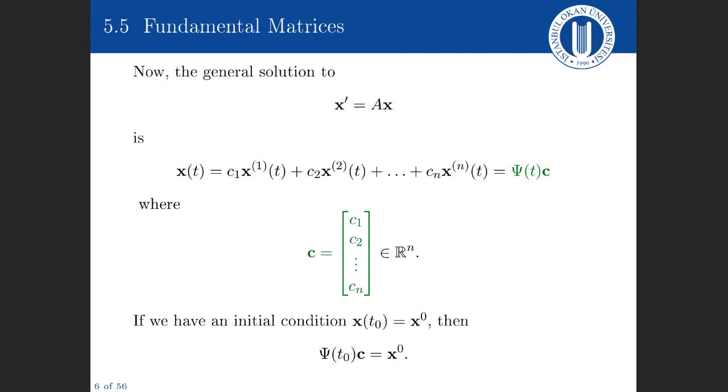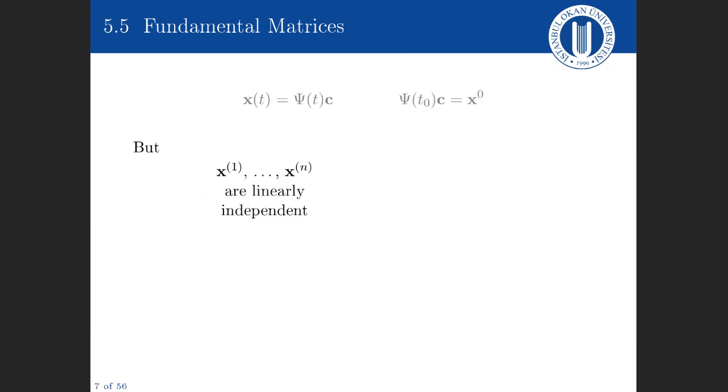If we have an initial condition, let's say we know that x at time t0 is equal to x0. Put t0 here, put x0 over here, and we have the fundamental matrix calculated at time t0 multiplied by the constant c is equal to the initial condition x0. Put these two equations at the top. The general solution is x is equal to the fundamental matrix multiplied by a constant, and the initial condition gives us the fundamental matrix at time t0 multiplied by the constant is equal to x0.